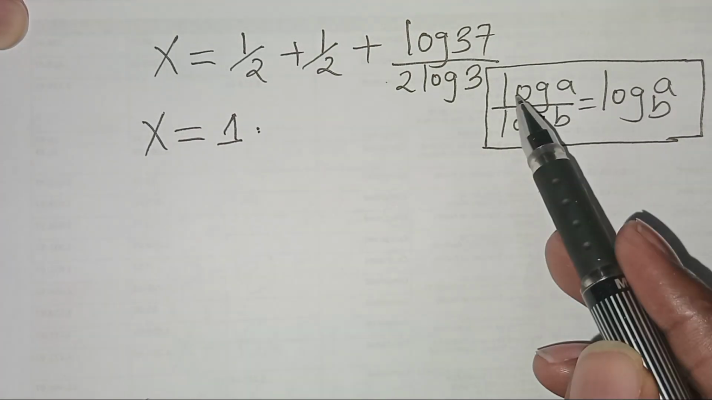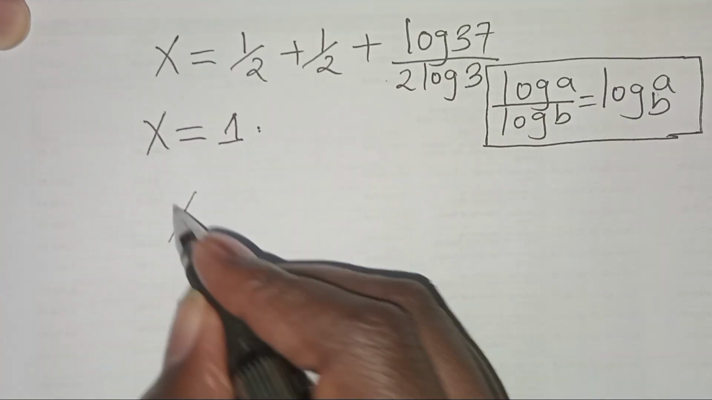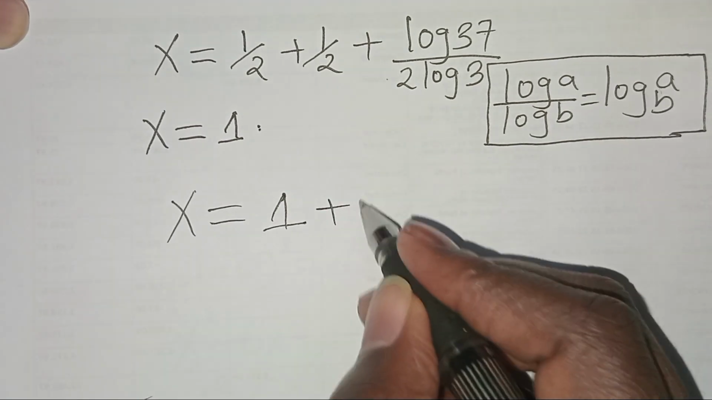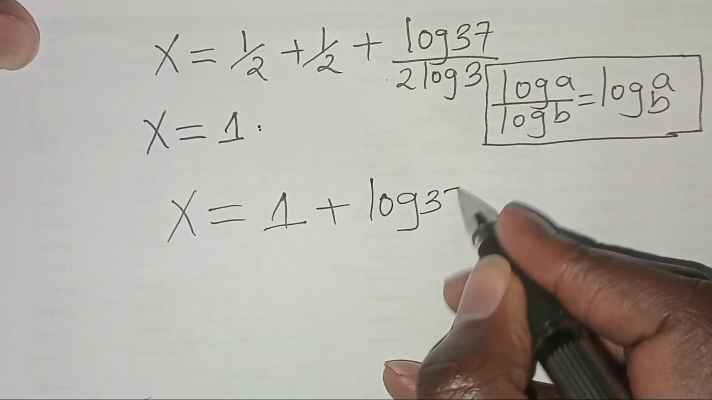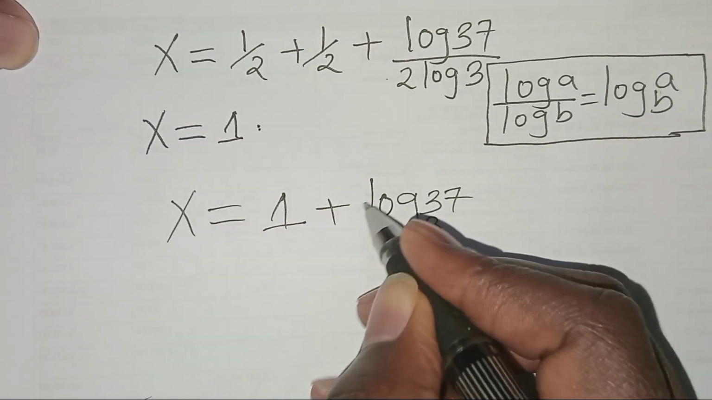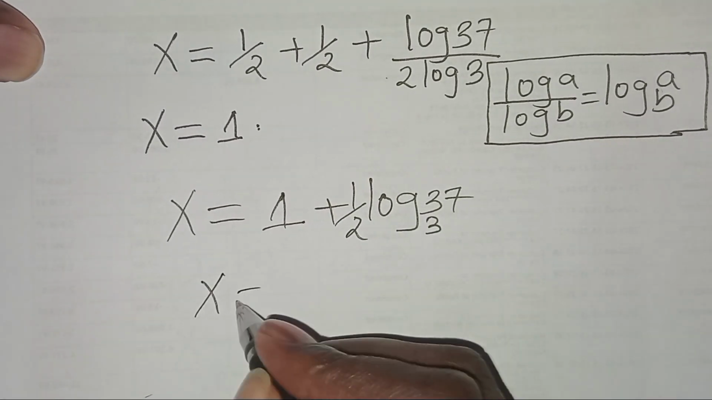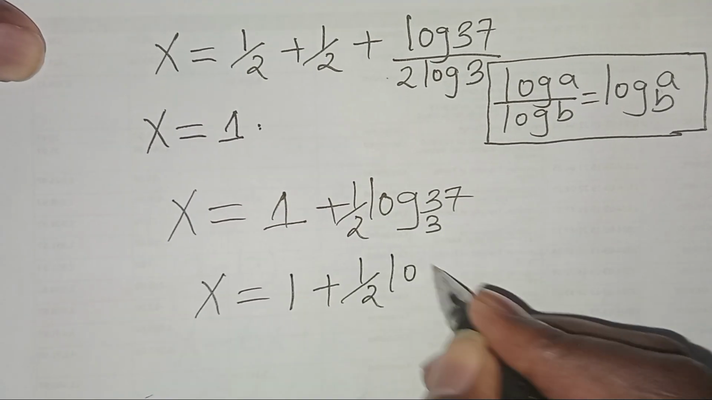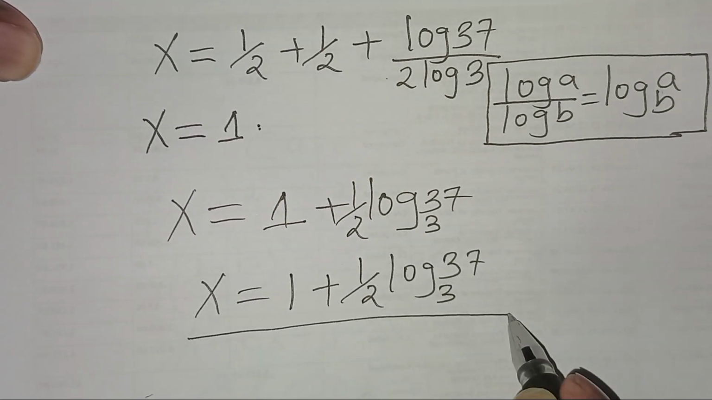This is in this form, log a divided by log b, which we can apply this property, so that now the value of x is equal to 1 plus log 37 to base 3. This is half log 37 to base 3. So the value of x here is equal to 1 plus half log 37 to base 3. So this is the value of x.